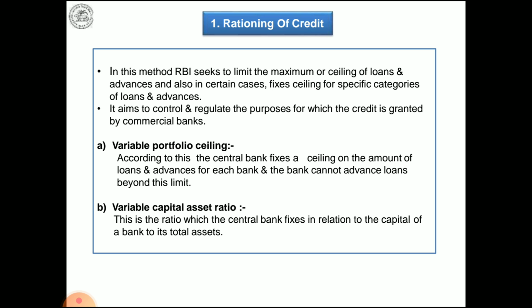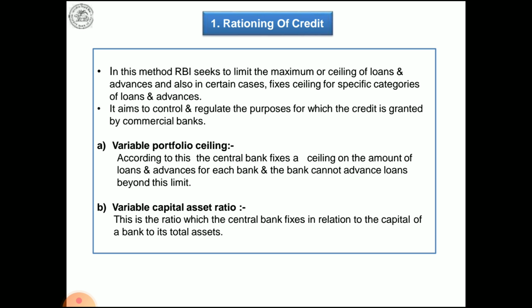Here, instead of going to the percentages, they will tell an amount, that you cannot give more loan than 20 crores, right? Or 200 crores, right? Such an amount will be told. Beyond that, that category or sector of loan will not be given, right? So such type of things are called rationing of credit. Now these particular things are done by two methods. First is variable portfolio ceiling and second is variable capital assets ratio.